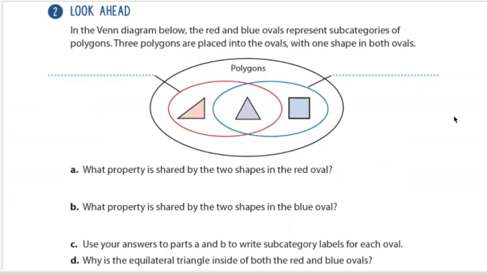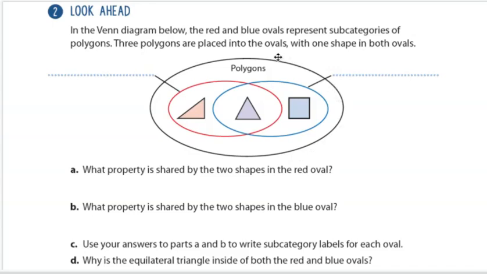All right. So here's number 2, and you're going to be asked to complete this all on your own. It says in the Venn diagram below, the red and blue ovals represent subcategories of polygons. 3 polygons are placed into the ovals with 1 shape in both ovals. So let's take a look. So this outer oval of the Venn diagram represents all polygons, okay?